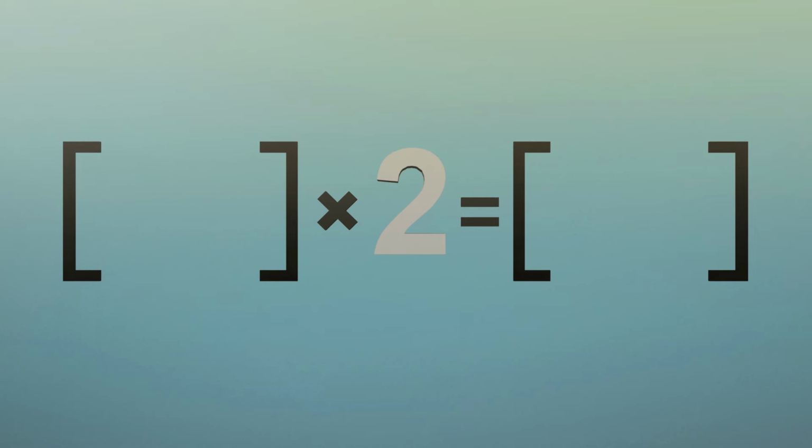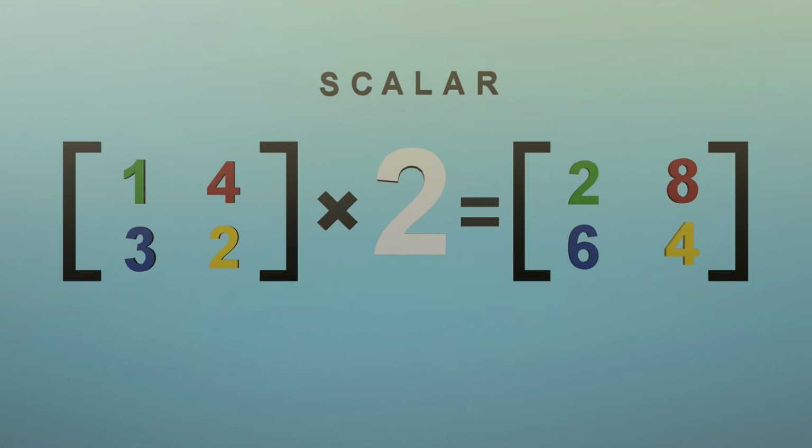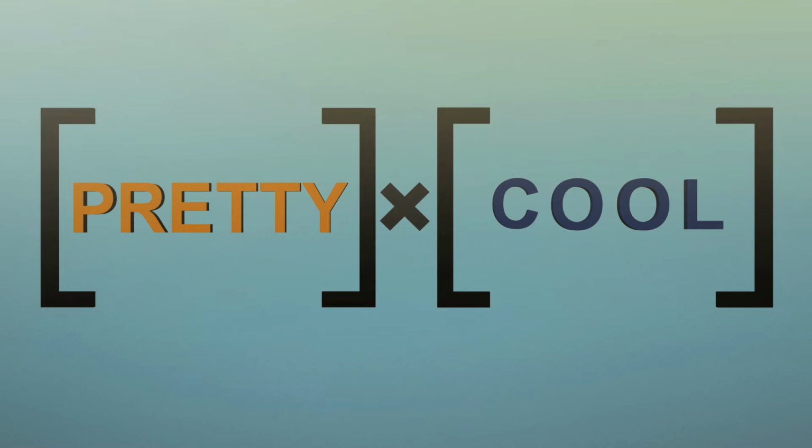You can also multiply the whole matrix by a number called a scalar. Just multiply every entry by that number. But wait, there's more. You can actually multiply one matrix by another matrix. It's not like adding them, though, where you do it entry by entry. It's more unique, and pretty cool once you get the hang of it.